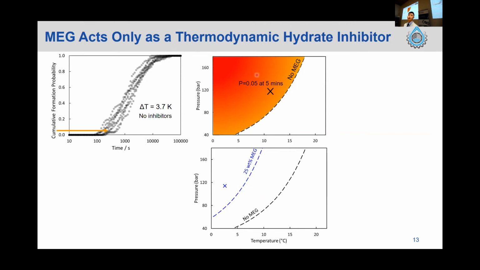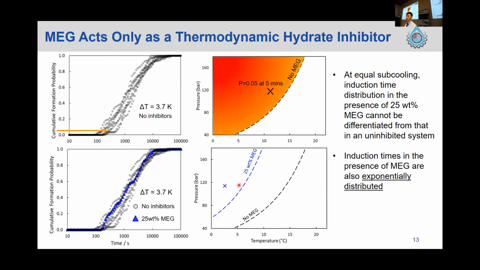So say we run the experiment at the same subcooling, giving the same driving force. Here, this is about 3.7 Kelvin. If I choose to run the system here, at the same subcooling, what you're going to get is actually a very, very similar distribution. The induction time distribution in the presence of 25 weight percent MEG cannot be differentiated from your uninhibited system, and it is also exponentially distributed.